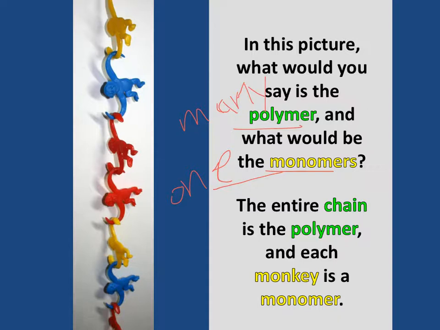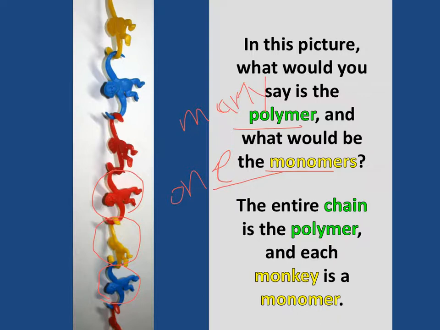So which is the monomer? Hopefully you said it's the individual monkey. So there's one. Another individual monkey, there's another monomer. Another individual monkey, another monomer. And which is the polymer? It's the whole chain of monkeys.